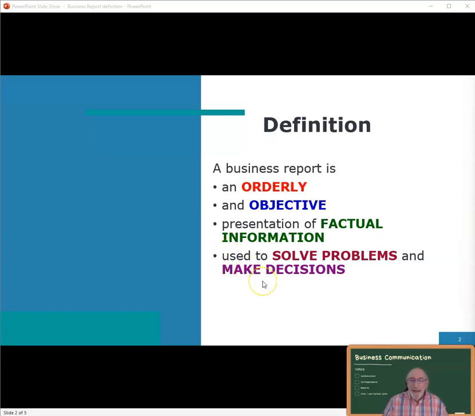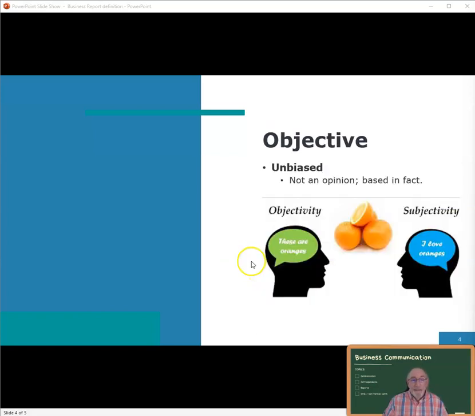Now, what does objective mean? Well, it's the opposite of subjective. Objective means that it is unbiased. This is where using and citing factual information is important. But it's more than just the content. Objectivity is also about tone, about how the message sounds.